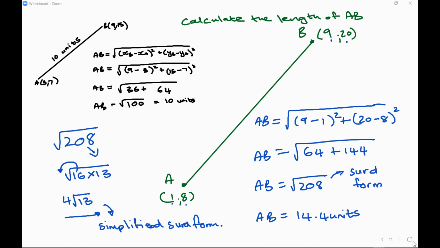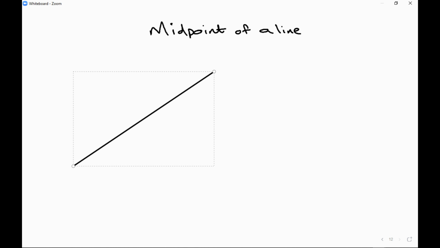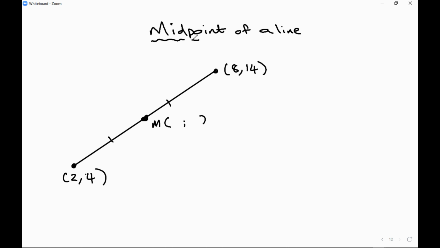All right, let's move on to the last formula, which is the midpoint of a line. Go on to the shared page again, and let's have a look at the midpoint formula. So let's say I've got two coordinates over here: 2 and 4, and 8 and 14. If I want the exact coordinate of the midpoint of the two, what exactly will it be?